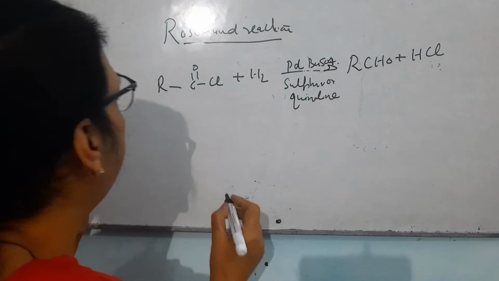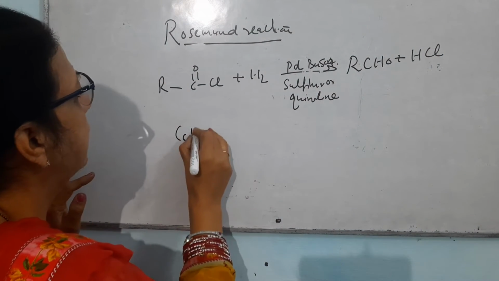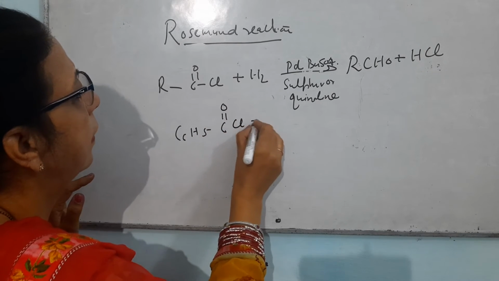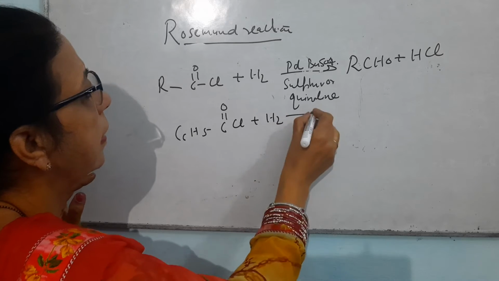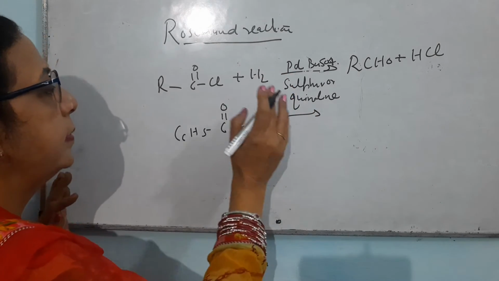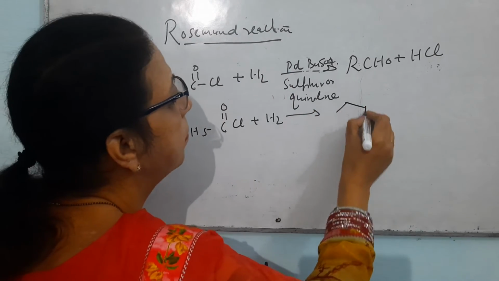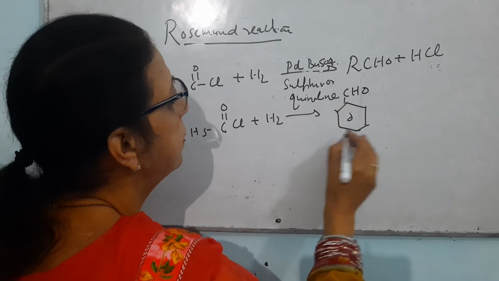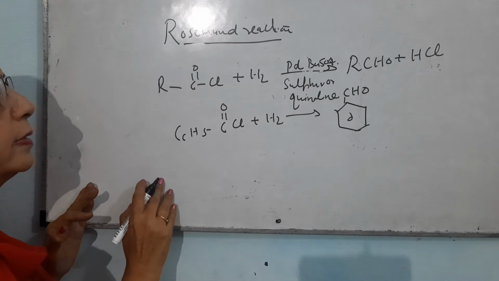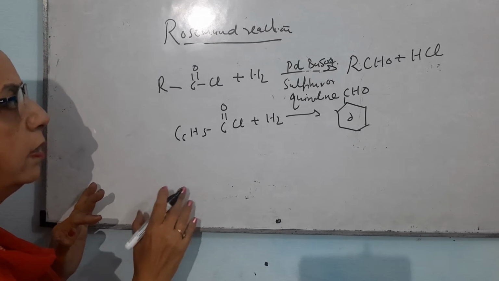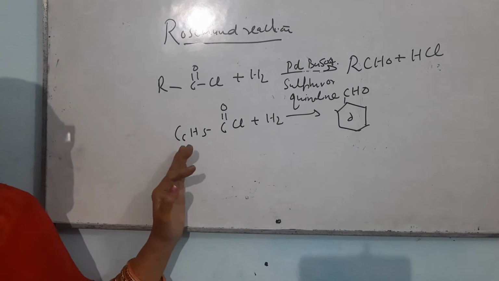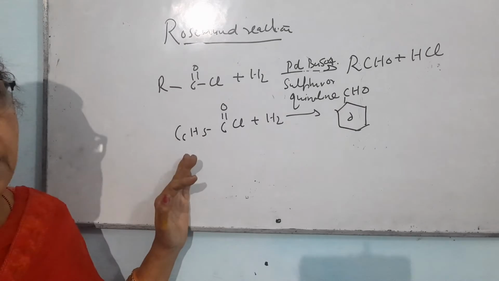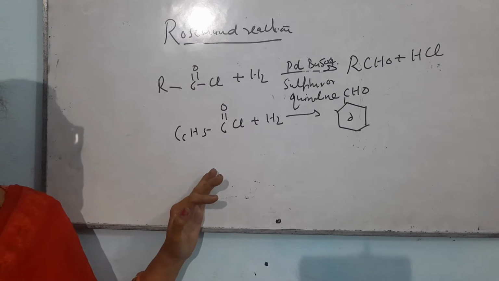Similarly, I can take an example. Suppose it is C6H5COCl and the reaction is taking place with hydrogen under the same conditions. There will be formation of benzaldehyde. So this is known by the name of Rosenmund reaction. It is a very important reaction from the examination point of view.